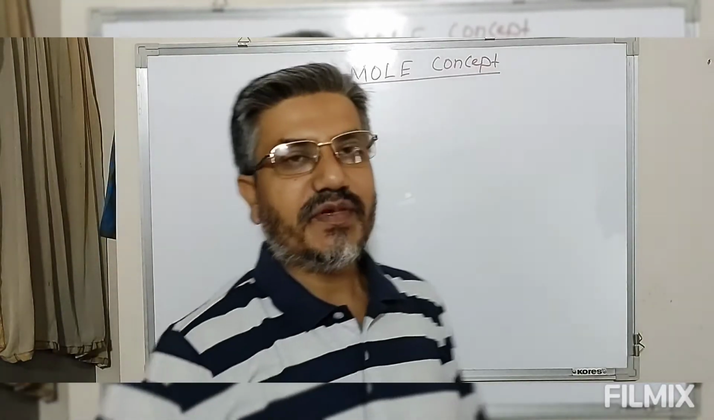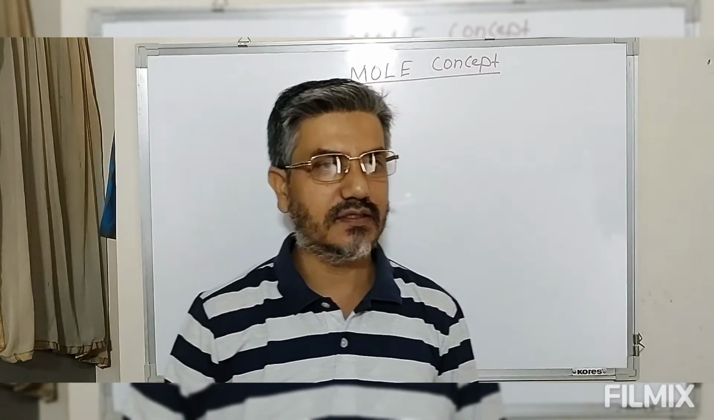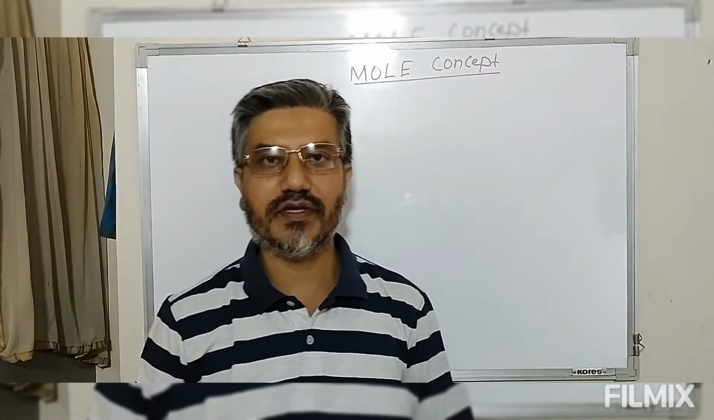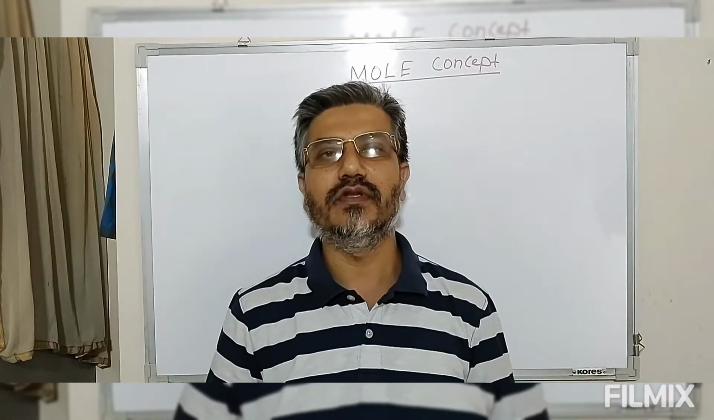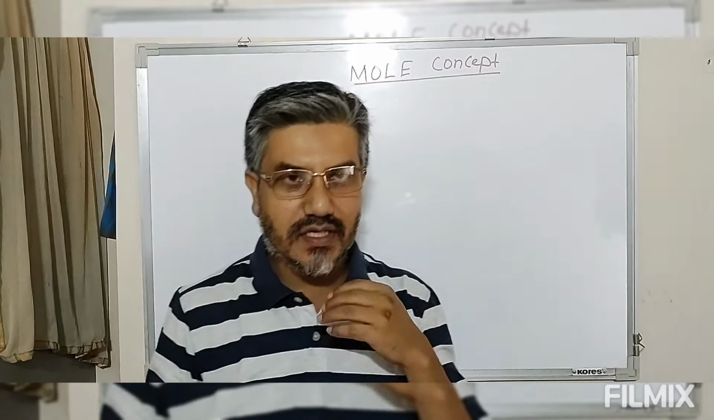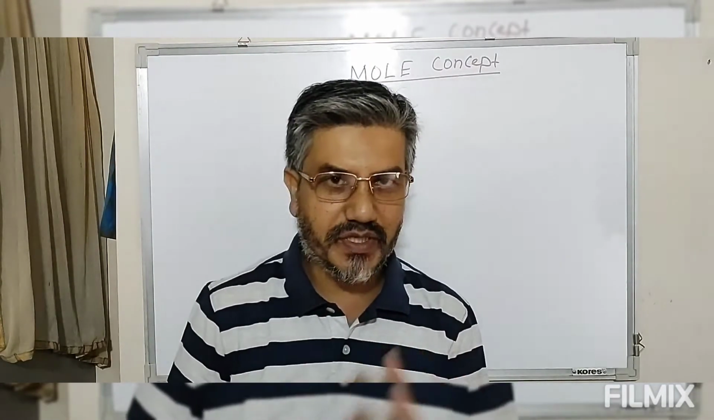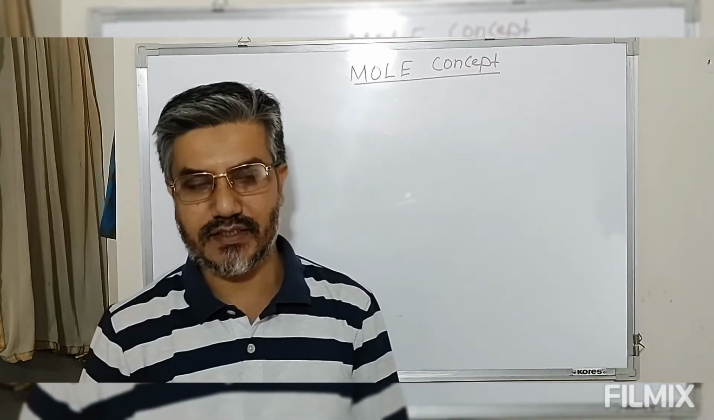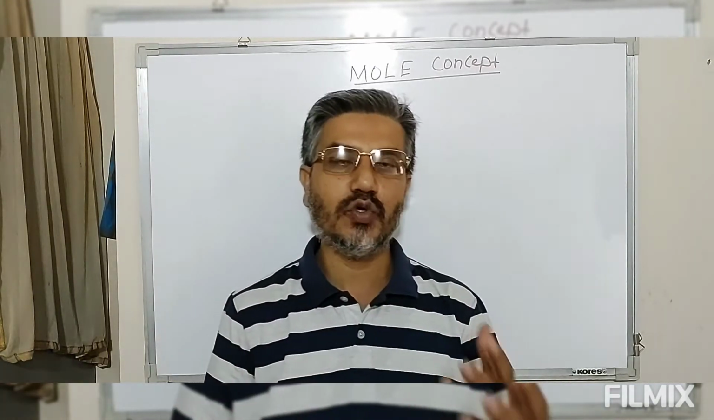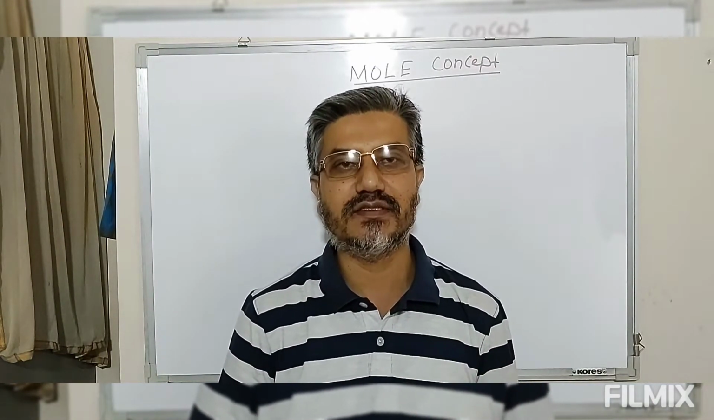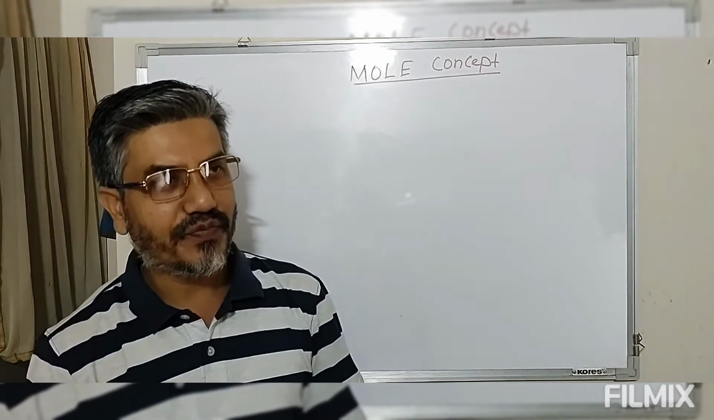Now we are dealing with chemical species. These chemical species cannot be observed with naked eyes. That means we have atoms, molecules, electrons, protons, neutrons, number of nucleons, etc. These are chemical species which cannot be observed with naked eyes. Now the problem arises: how to measure the quantity of such extremely small substances which cannot be observed with naked eyes.